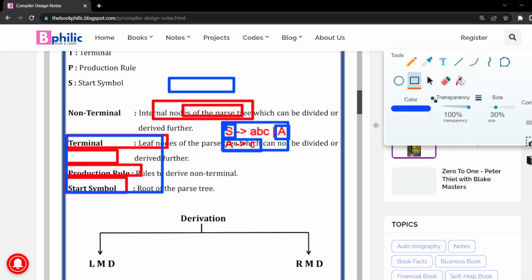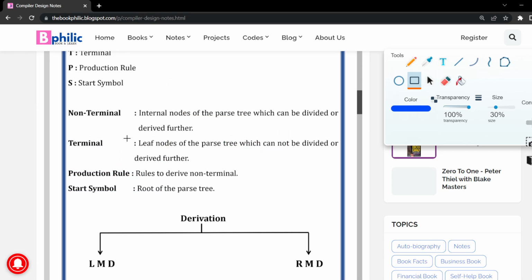So that's why the capital A is known as non-terminal or variable, and this capital S is also known as non-terminal, because this capital S either can be derived into small abc, or can be derived into capital A. That's why it is also known as non-terminal. And what is terminal? Let us take one example again. Okay, before that, let us read one more thing.